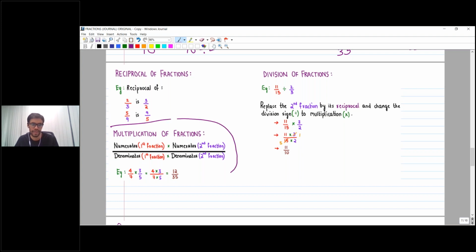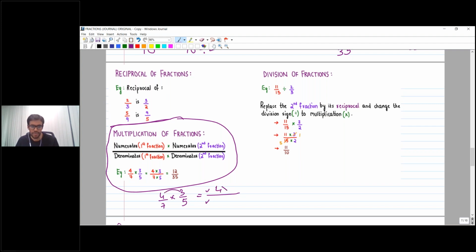Let's look at multiplication of fractions. Now, how do you multiply two fractions? For example, if I have 4 by 7 into 3 by 5. In multiplication of fractions, you just multiply the numerator with the numerator and the denominator with the denominator. What are the numerators? 4 and 3.